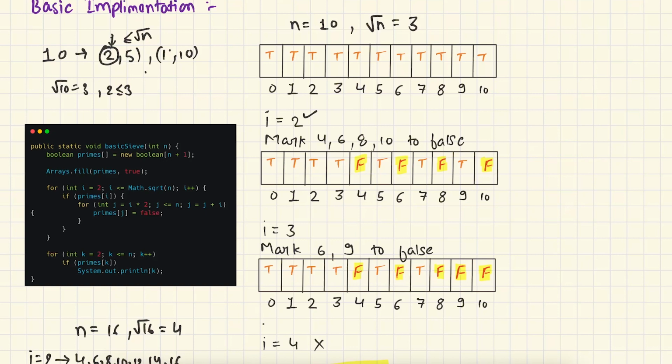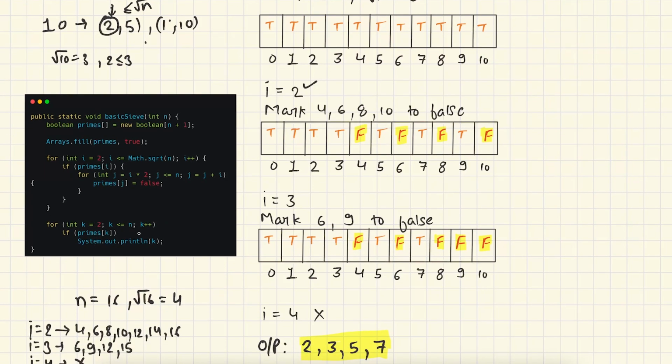In the next iteration when i becomes 4, our condition becomes false because 4 is not less than or equal to 3. So we get out of this loop, and at the last this final loop is going to run. We simply iterate over all the elements and print all the elements that have the value true, ignoring 0 and 1, because we are not interested in 1 and 0, right? So this is how the sieve algorithm works.